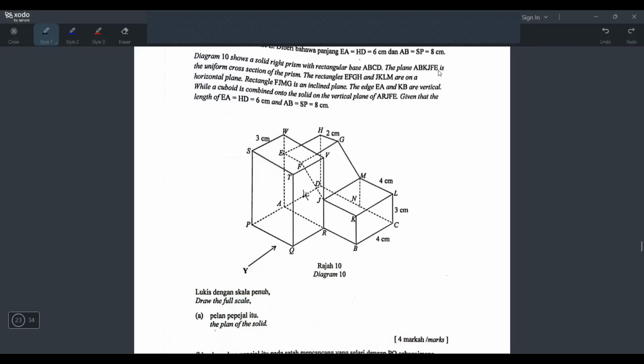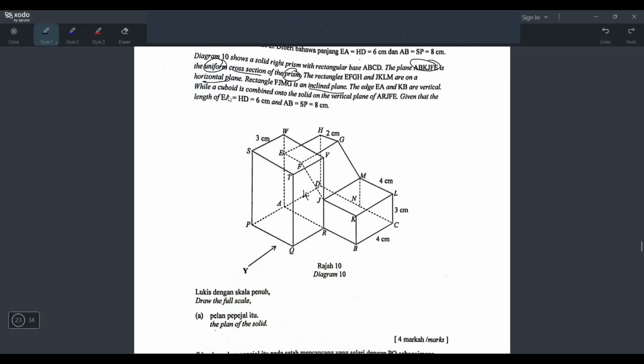And then the plane ABKJFE is a uniform cross section of the prism. Let's go and find ABKJFE. ABKJFE is the cross section of this prism. Okay, understand? The rectangles EFGH and JKLM are on a horizontal plane. EFGH, where is it? Here EFGH and JKLM. Okay, nothing much. Rectangle FJMG is an inclined plane. So FJMG is inclined. Okay. The EA and KB are vertical. EA and KB. Where's KB? Okay, here is vertical.